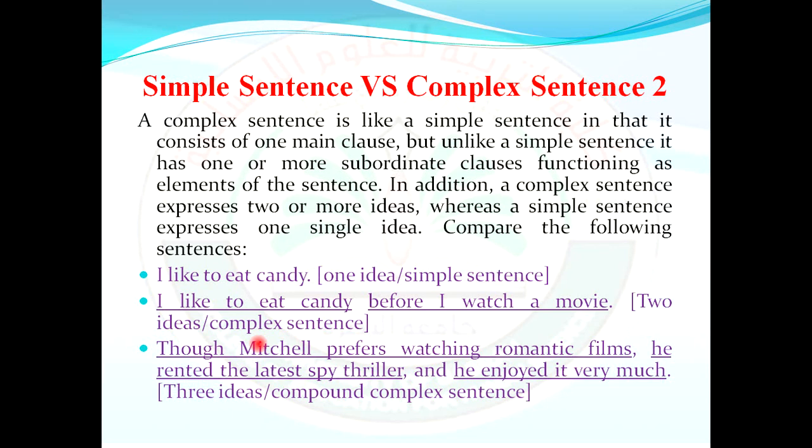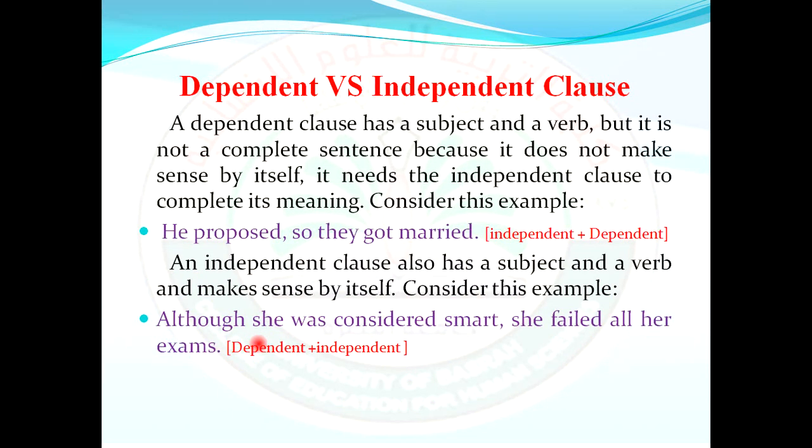So compare the following sentences. I like to eat candy. Of course, now here we have one idea, so it is a simple sentence. I like to eat candy before I watch a movie. Here we have two ideas, so here we have what? A complex sentence. Though Mitchell prefers watching romantic films, he rented the latest spy thriller and enjoyed it very much. Here we have three ideas, so this is what? A compound complex sentence.